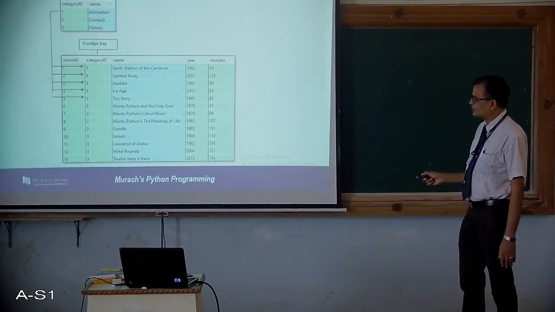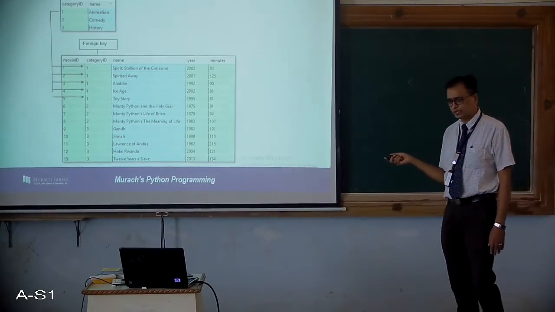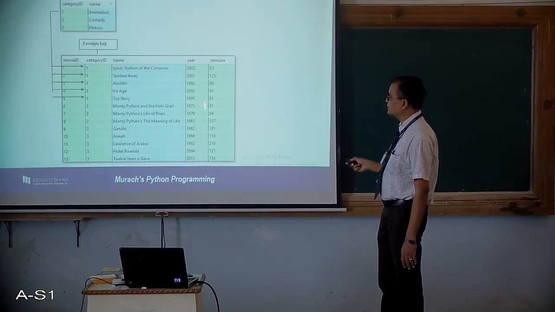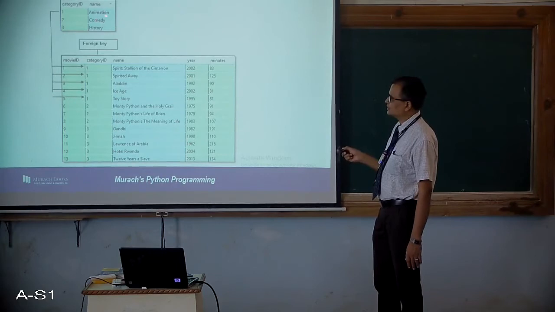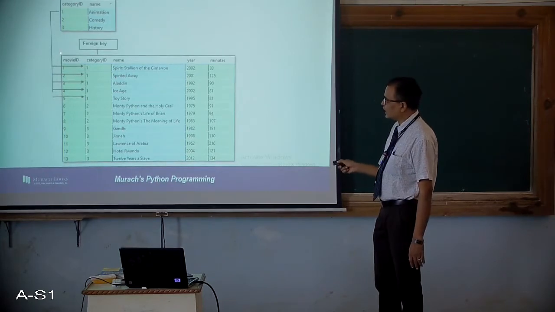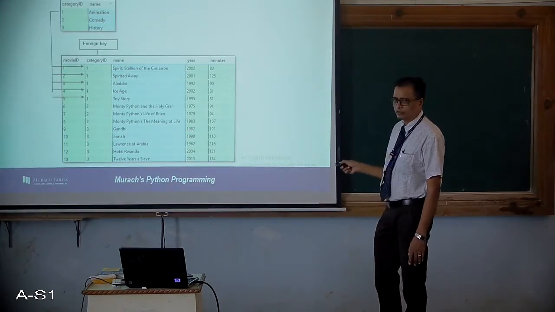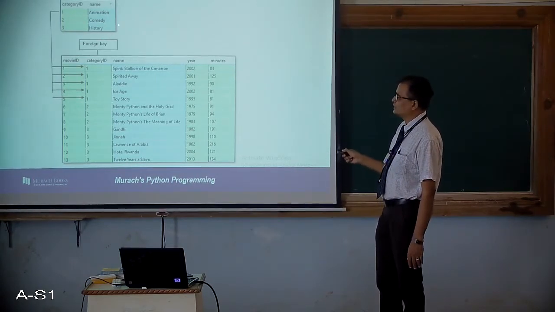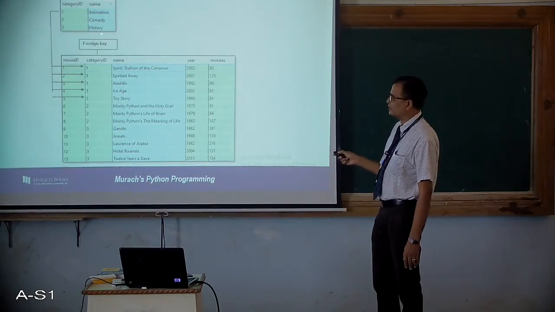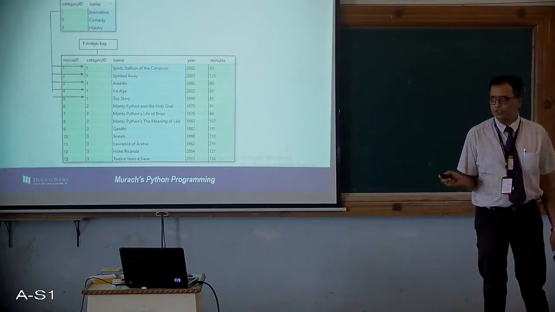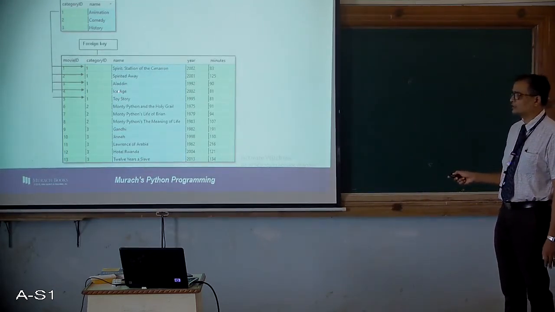Then we have another table which is the movie table, which I have already shown you in the first slide itself, which contains movie ID, category ID, name, year and minutes. You can see there is a relationship between this category ID and this category ID. This movie ID is the primary key for this particular table. This is the movie table. This is another table, let us call it the category table. In the category table, category ID is a primary key.